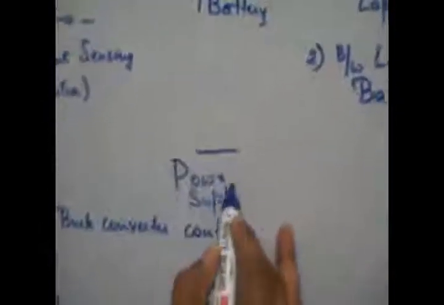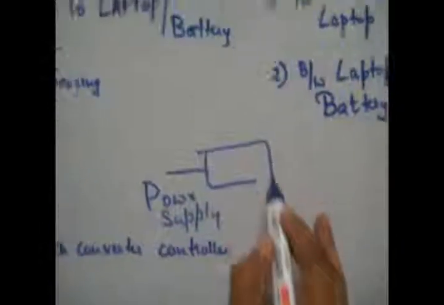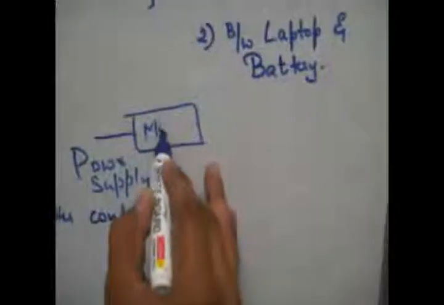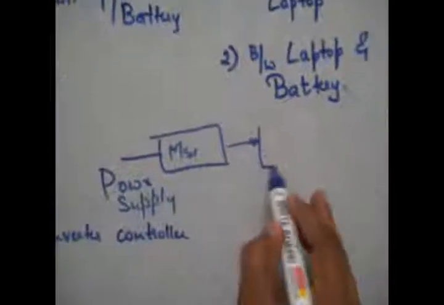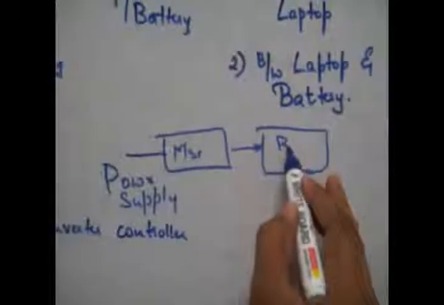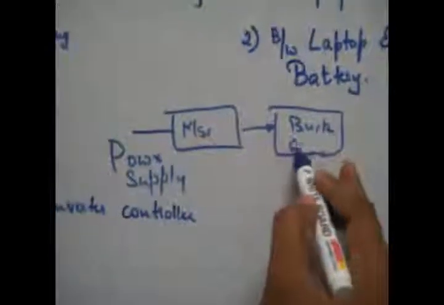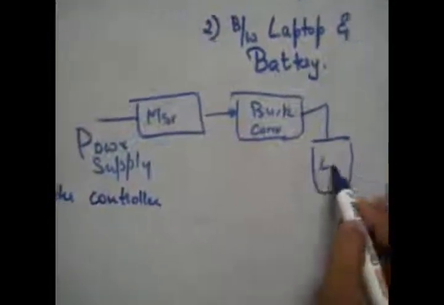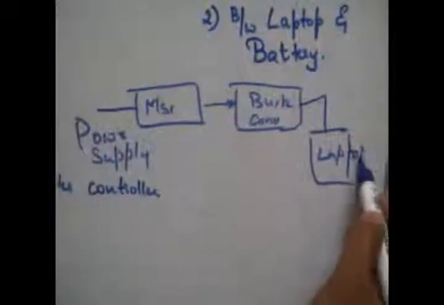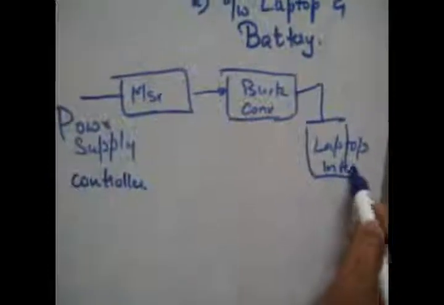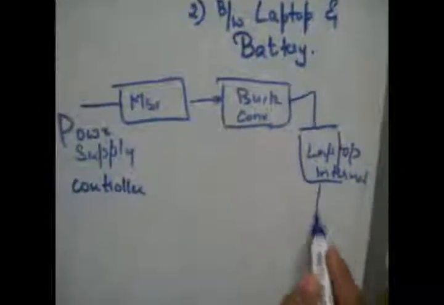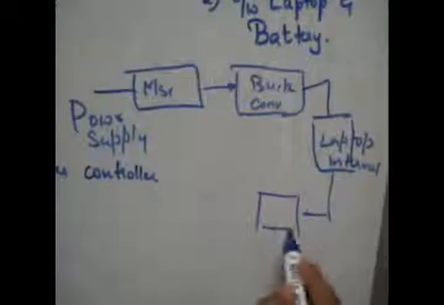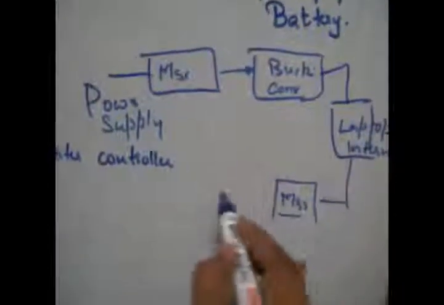This is your power in supply, followed by your measurement, followed by the buck converter. This goes to the laptop internal. From here it goes to the battery. So there's another measurement unit here, measure and battery.